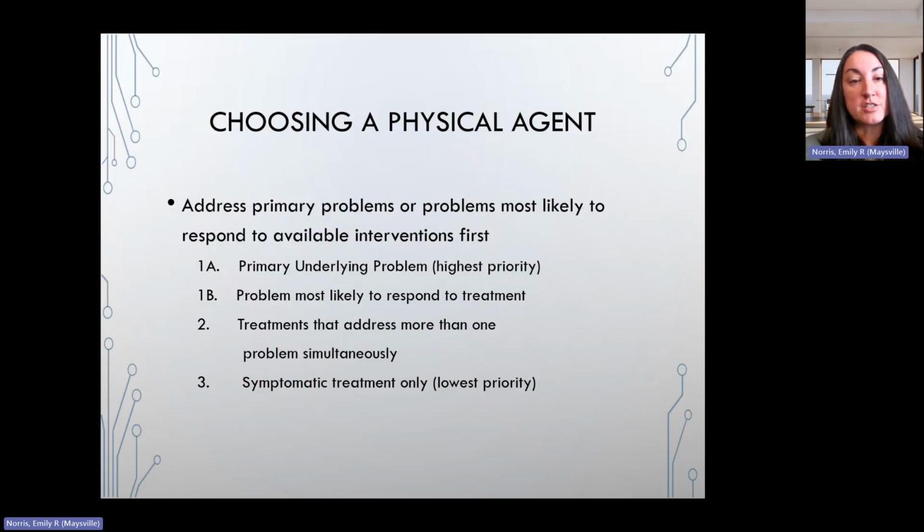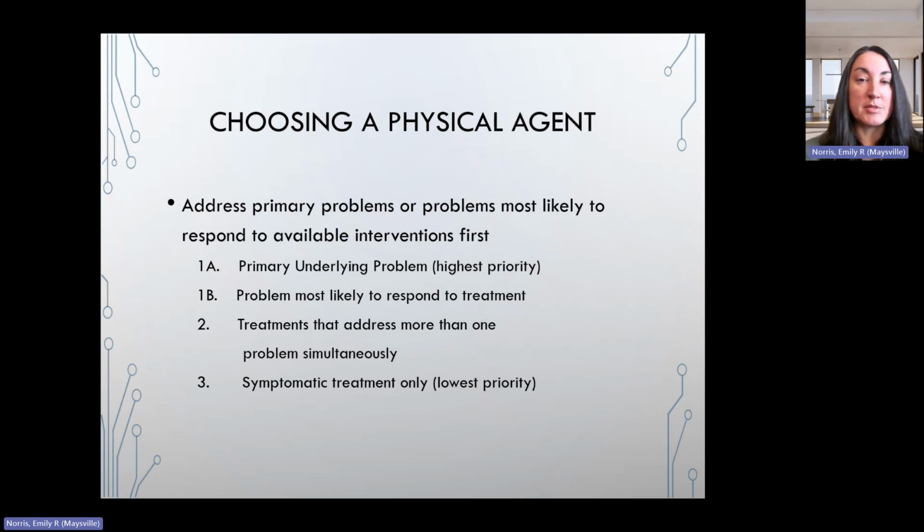When you're choosing what agents to use, you want to determine what the primary problem is and the problems that are most likely to respond to whatever interventions you have available. So, some of the things you consider is: what is the primary problem of highest priority? Is the problem most likely to respond to the treatment, or which problem is most likely to respond to the treatment? Sometimes using treatments that address more than one problem at the same time would be encouraged or preferred if possible.